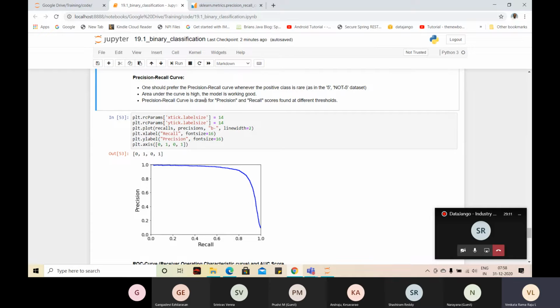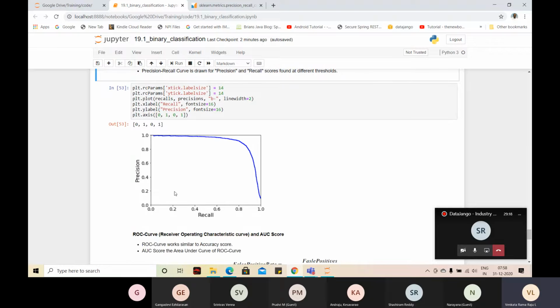Precision recall curve is drawn for the precision and recall scores found at different thresholds. So if you have to draw these dots, how did you get this?